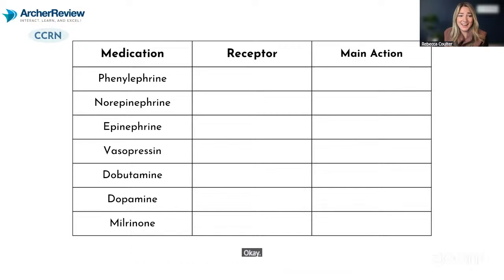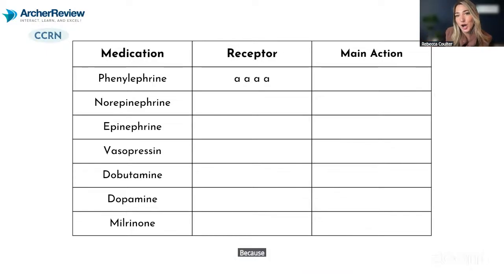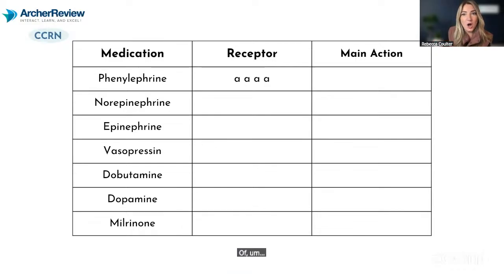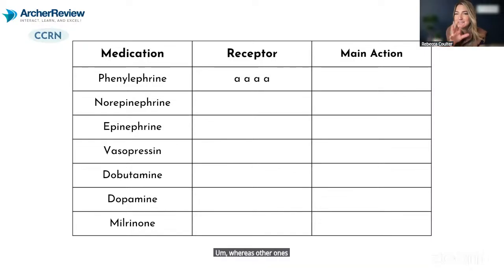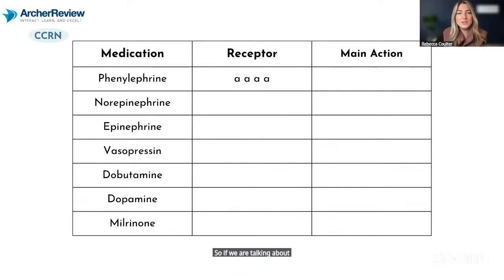Okay, perfect. Yeah, it is all alpha. So the way I describe these, you'll see it as the chart plays out. Because some medications work on multiple receptors, I like to use a scale of whether it's working all on one, and we have 4 alphas here because phenylephrine is pure alpha. Whereas other ones are a mix, but we can see the different ones that they act on. So if we are talking about pure alpha, what's our main action of phenylephrine?